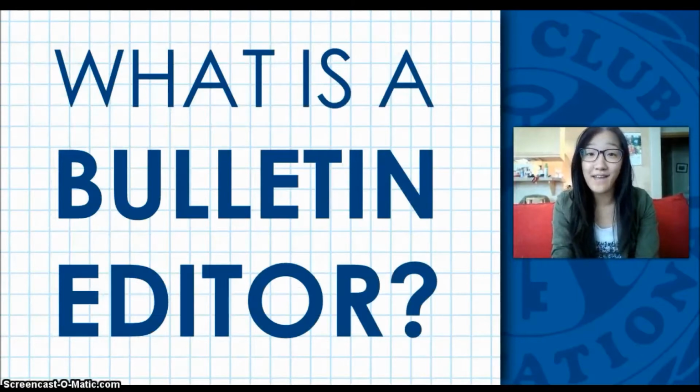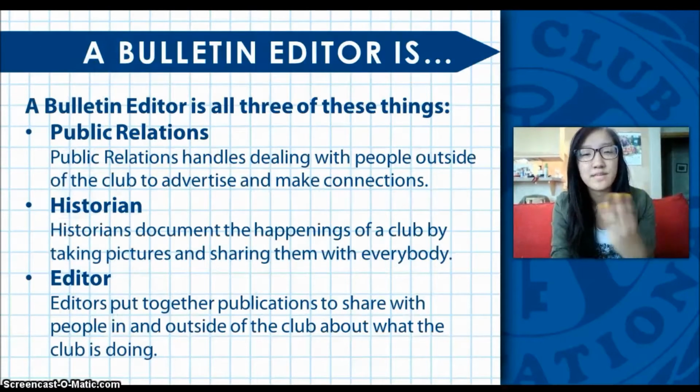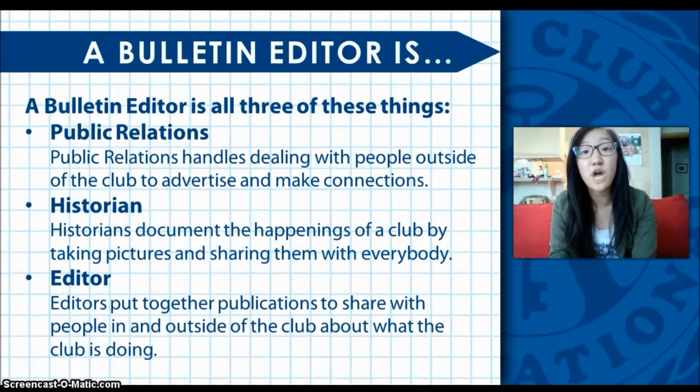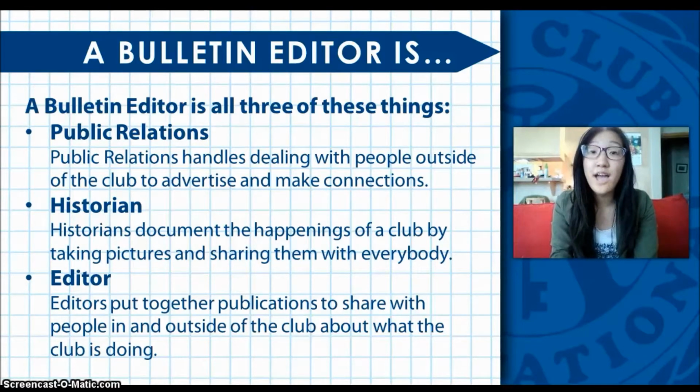First, what is a bulletin editor? A bulletin editor is a combination of three different positions. You are a public relations officer, which means you're responsible for connecting with people outside of your club. If you want to promote your club at the local newspaper, you're the one in charge of making that connection. If you want to talk about your club during assemblies or through the intercom, you're responsible for promoting your club through those mediums as well. You're also the historian, which means you take photos and write articles documenting what's been happening around your club. And you're an editor, which means you compile all of that information into publications like newsletters or flyers that update your club on what's going on and update people outside of your club so they can learn more about what your club has been doing.